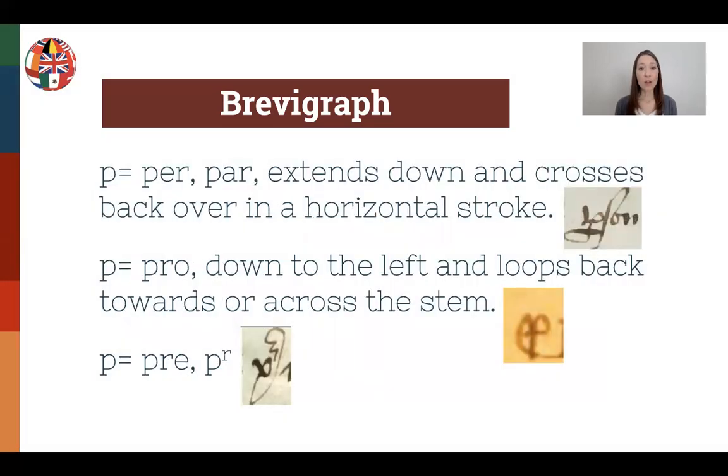All right, and then there's also brevigraph P for per, par, pro, and pre, but they got really tricky. The different brevigraphs depend on how the bottom part of the P is formed. So if it extends down and crosses back over in a horizontal stroke, then that's per or par. It's pro if it goes down to the left and loops back towards or across the stem. And I've got some visual examples so you can kind of see what I'm saying. And then pre is the easy one because it's just P with a superscript R.